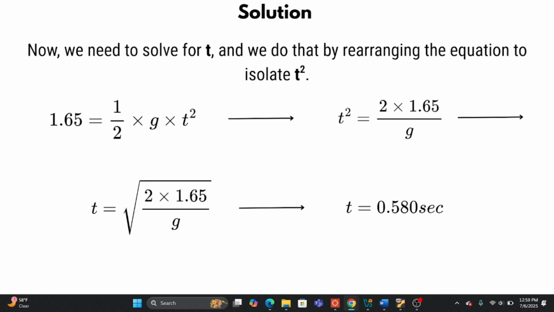Now we need to solve for t, and we do that by rearranging the equation to isolate t squared. So 1.65 is equal to 1/2 times g times t squared. Then t squared is equal to 2 times 1.65 divided by g, and t is equal to the square root of 2 times 1.65 divided by g if you take the square root of both sides. If you solve that, t ends up being equal to 0.58 seconds.